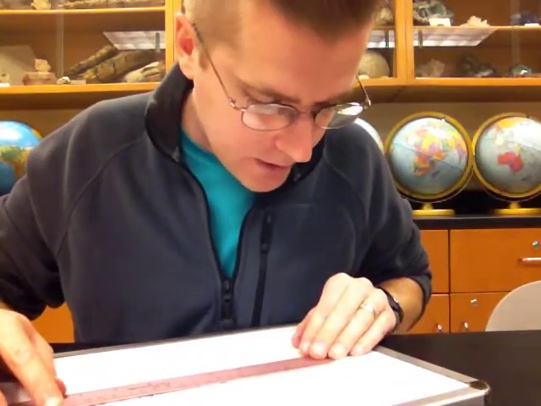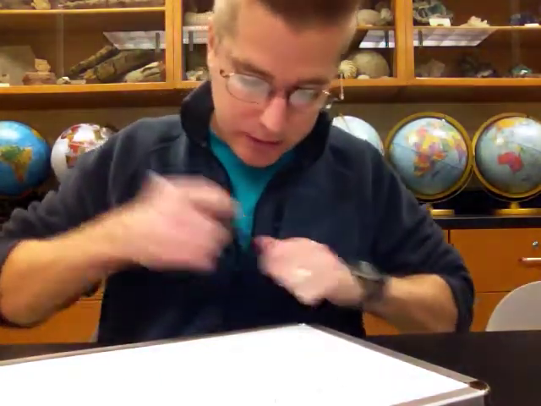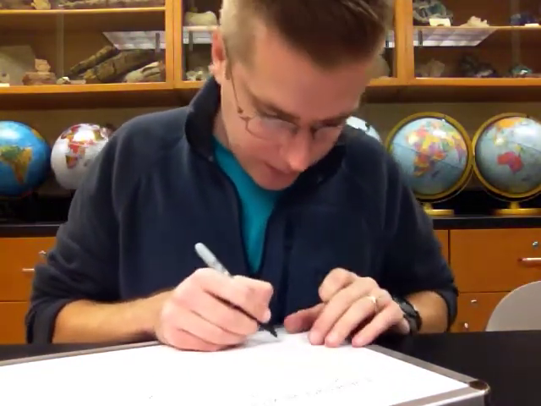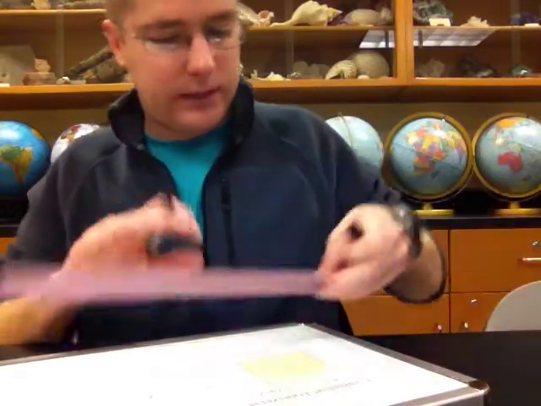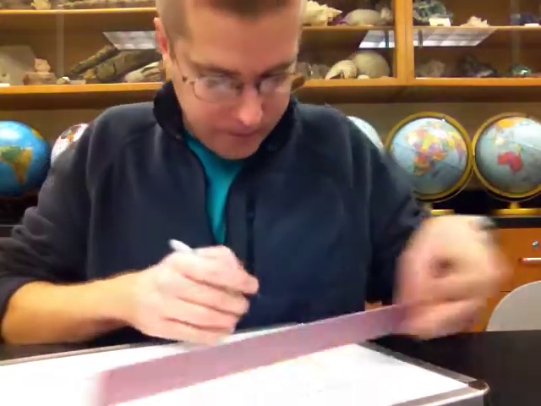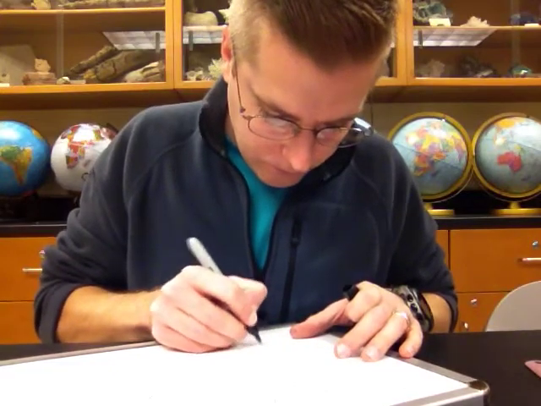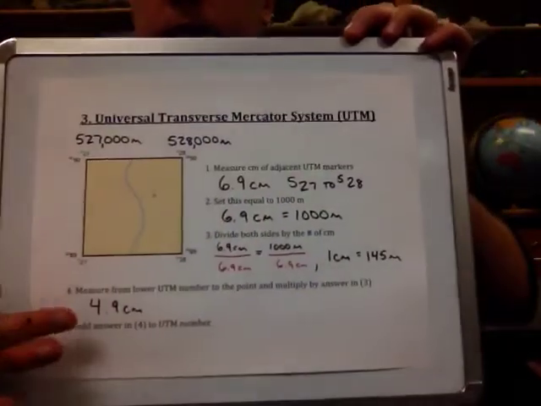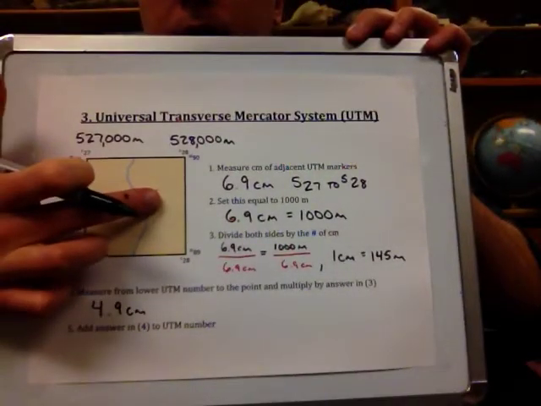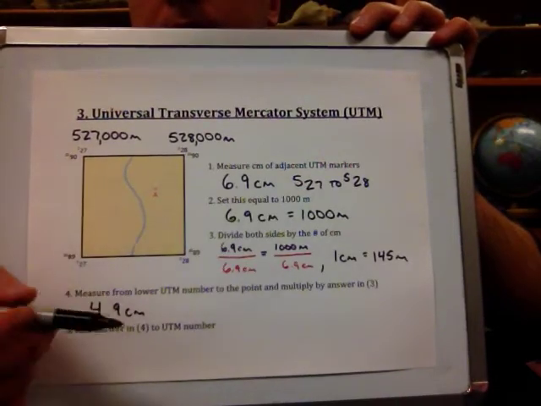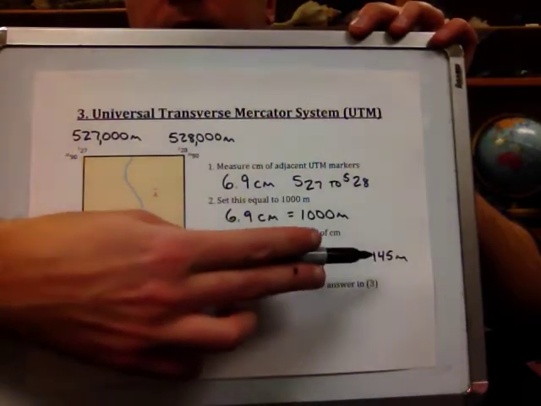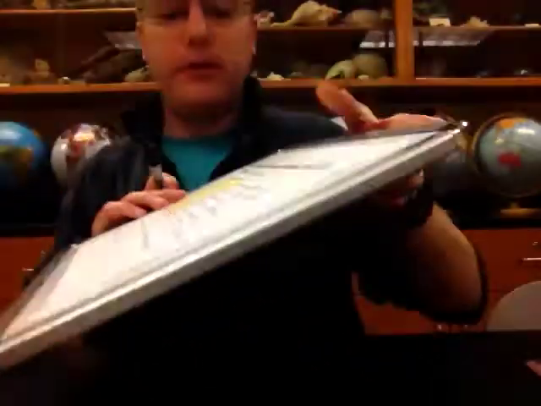So first let's measure from the lower number to our point with our ruler. And for the size that my image is, again yours will likely be different because your image is probably a different size, I'm getting 4.9 centimeters. From 527 to letter A. As I'm talking, I forgot what it was, 4.9. And the second thing we have to do, once we get the number of centimeters from the lower number in UTM to A, is we have to multiply it by the answer we got in number 3, which is 145 meters per centimeter.